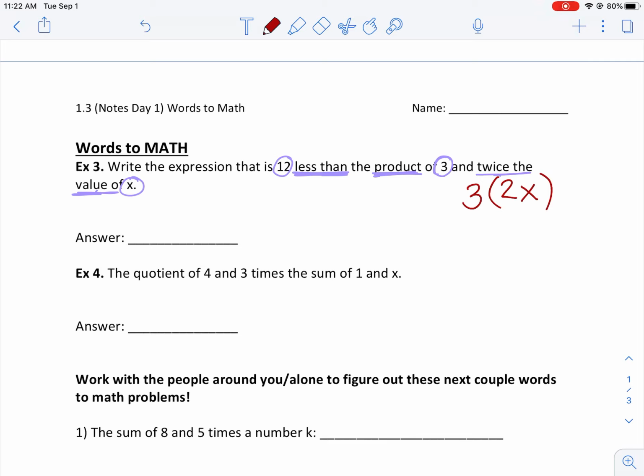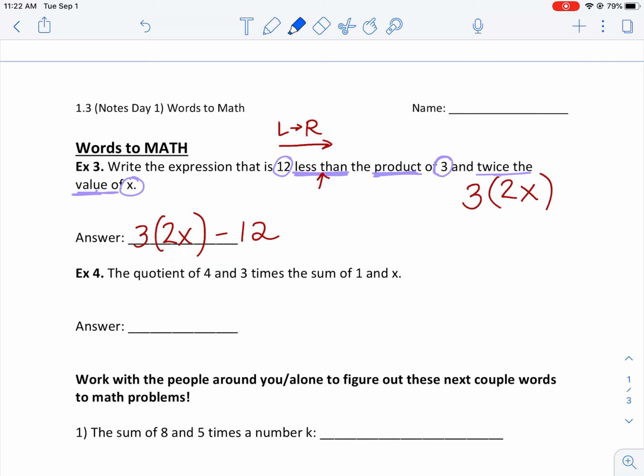Now what's weird is that when we read from left to right, like normal, we would think it's going to be 12 minus, because we see "less than." But say I wrote 12 minus 3 times 2x, that's 3 times 2x less than 12. Just like here, 1 is 2 less than 3. So it's all about the order in which we write it. We want this, when we write it, to be 12 less than the product of 3 and twice the value of x.